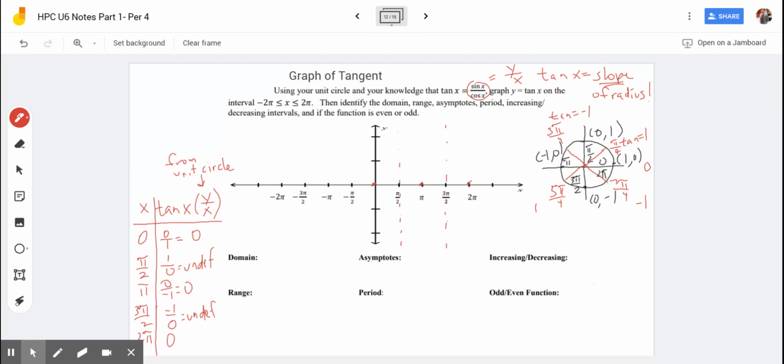And I'm going to plot pi over 4. Let's try to put a little bit more in the middle. Pi over 4. 3 pi over 4 here. 5 pi over 4. 7 pi over 4 here.